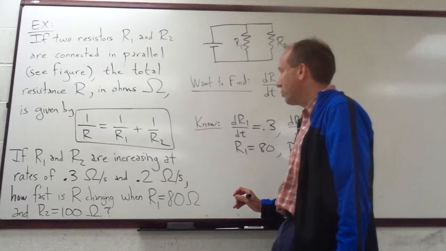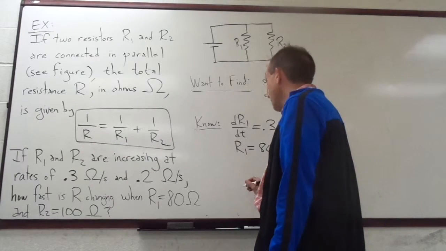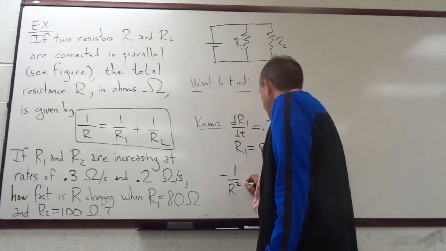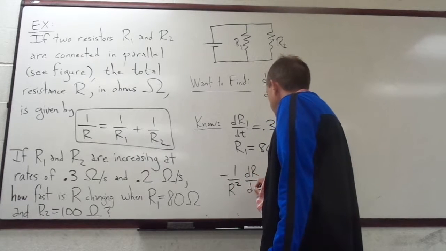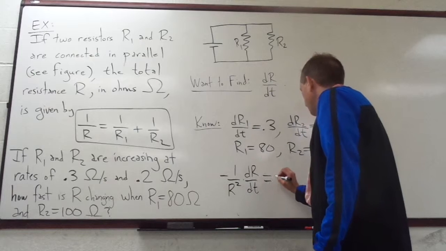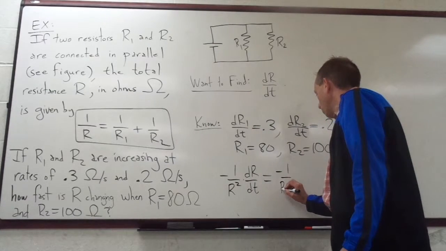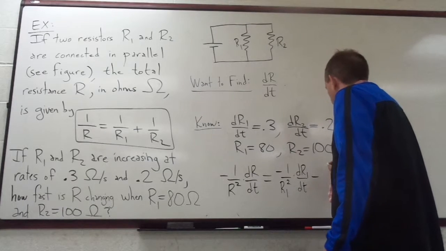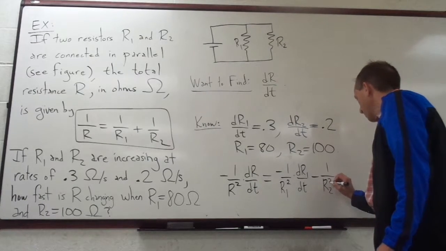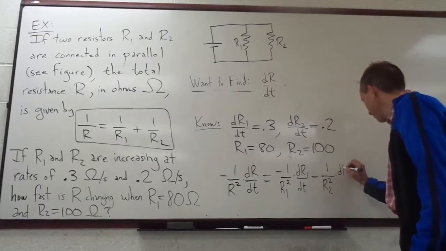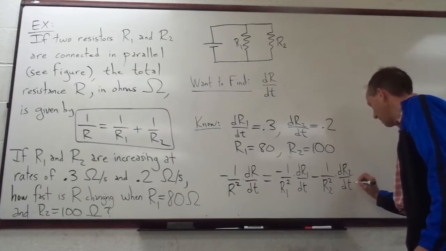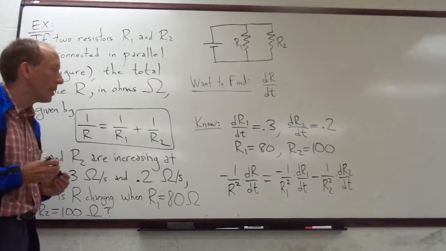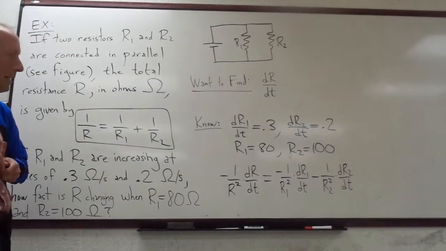So we can just use the power rule to differentiate these things. We're going to get negative 1 over R squared times dR/dt, that's just the chain rule, equals negative 1 over R1 squared times dR1/dt, and then minus 1 over R2 squared times dR2/dt. I basically did the same thing to all three fractions there. I just differentiated them completely.